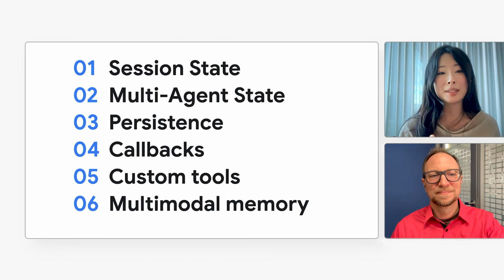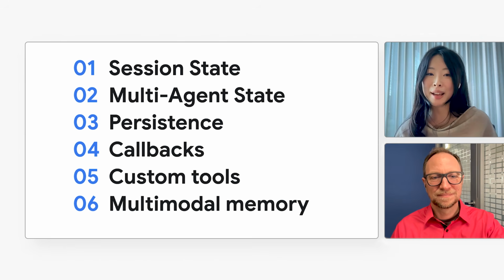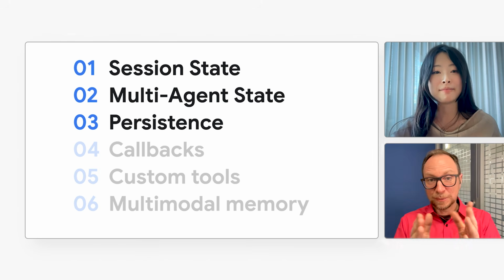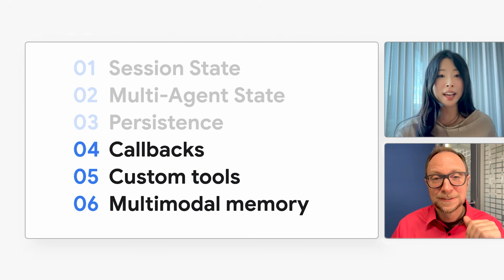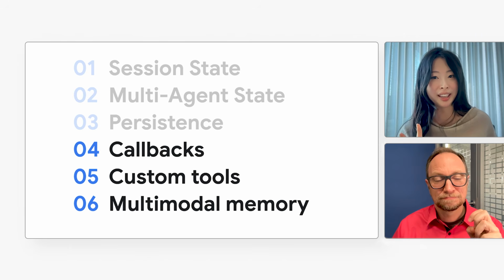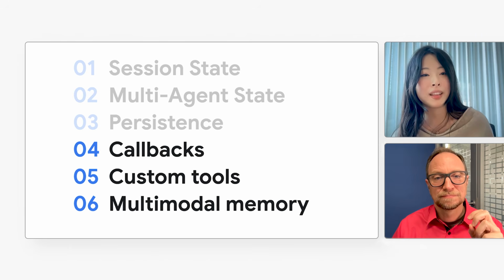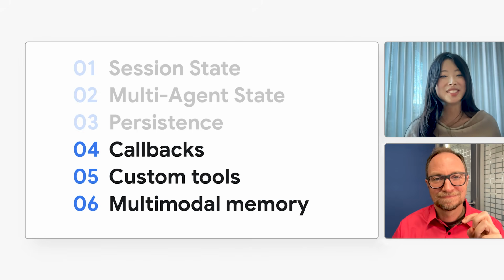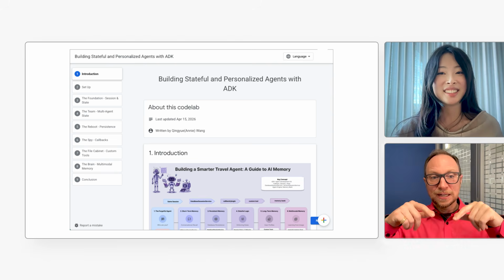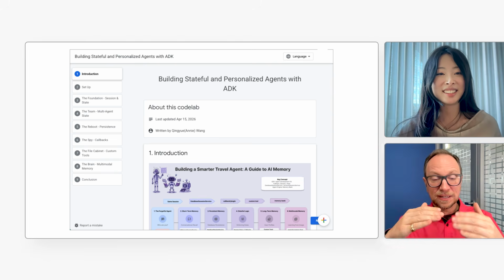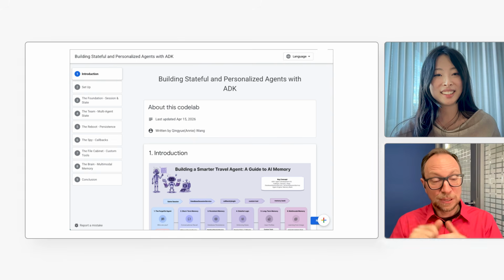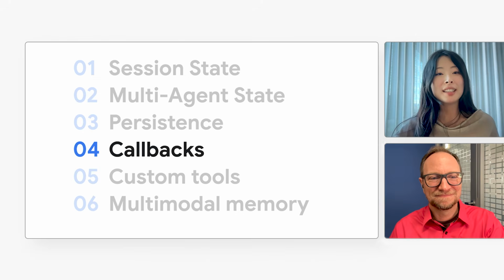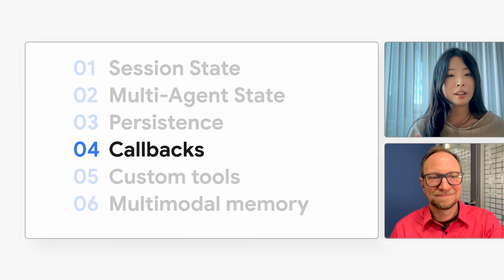And here we have 6 patterns for adding agent memory. And in our previous video, we talked about the first 3. Yeah, that's right. And let's talk about the last 3 and when you should use them. I've also built a code lab for this so that you can try it out yourself. Okay, I will add a link to your code lab, Annie, and our last video in the description below. Let's dive in. Sure. All right, let's talk about callbacks.